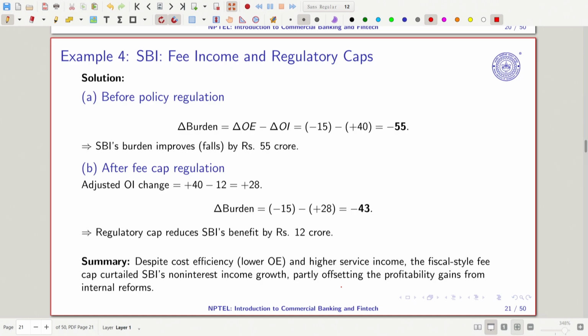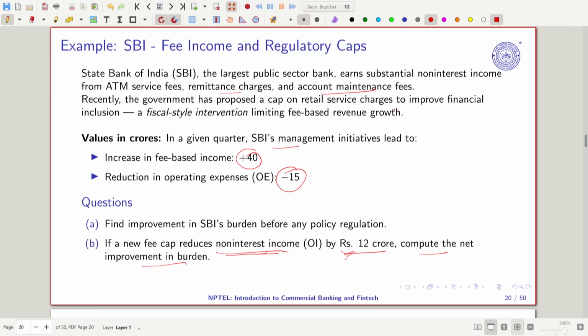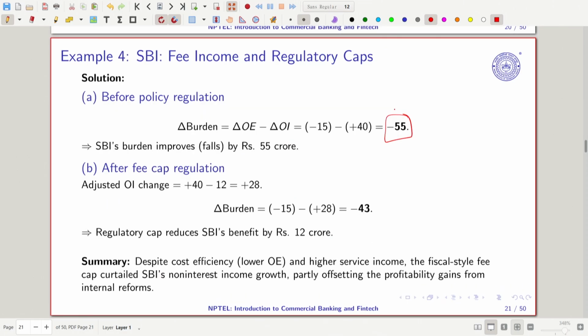So, here we have, before policy regulations, how do we see? Minus 55. So, this is what we have: the delta non-interest expense minus delta non-interest income. What comes out is around minus 55. So, SBI's burden improves by rupees 55 crore. This is what we get after the fee cap regulation, because RBI wants to reduce.